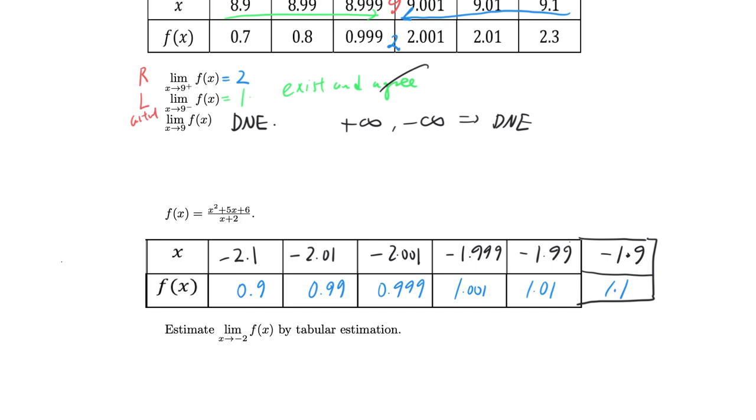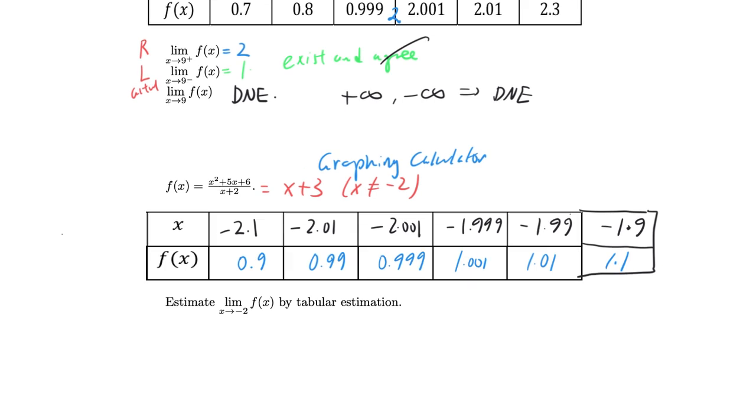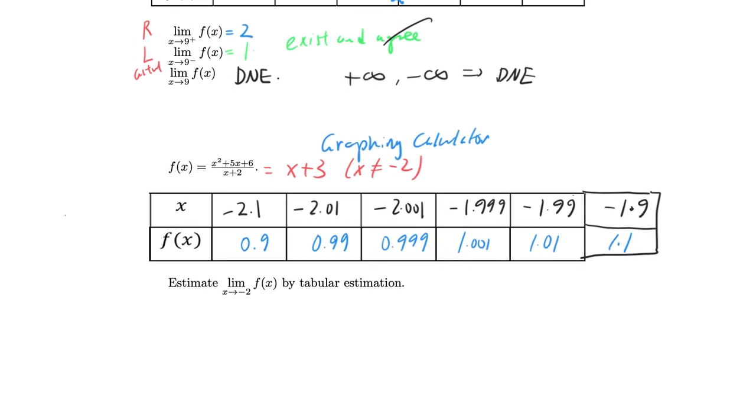Remember, on the exam, you are allowed to use a graphing calculator. We will be making videos on how to use a graphing calculator later, and knowing how to use it is really important. Alternatively, you could have noticed that this is equivalent to x plus 3 whenever x is not equal to negative 2. And so here we have this table of values, and we're going to do the same process as the previous one.